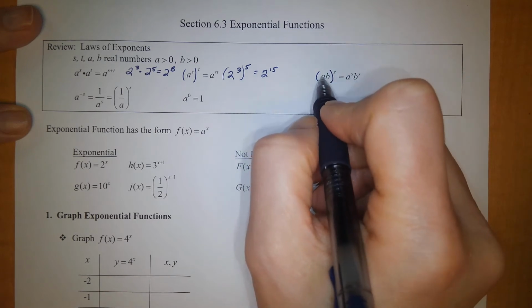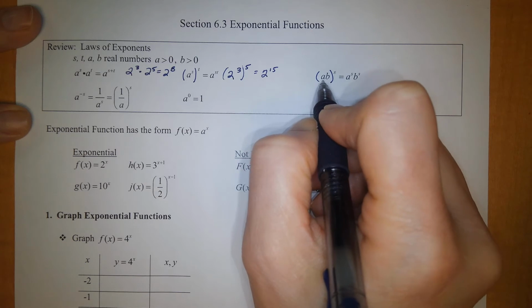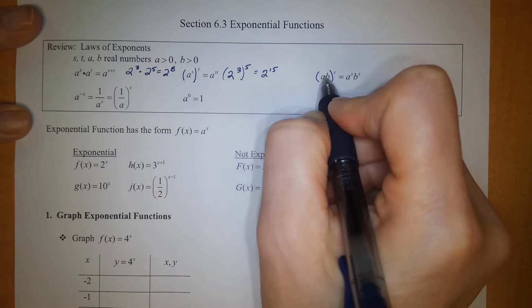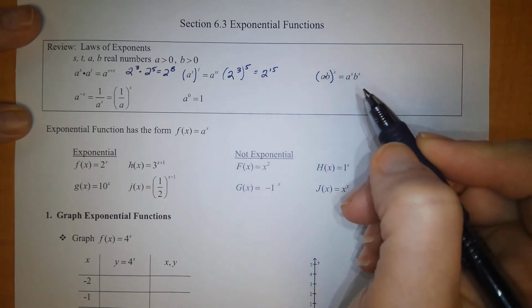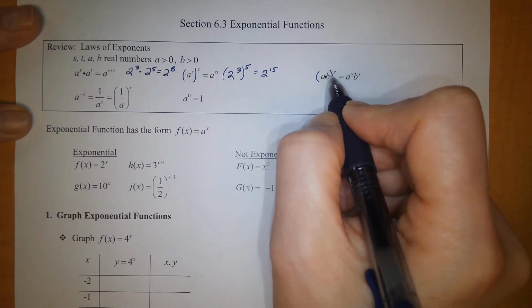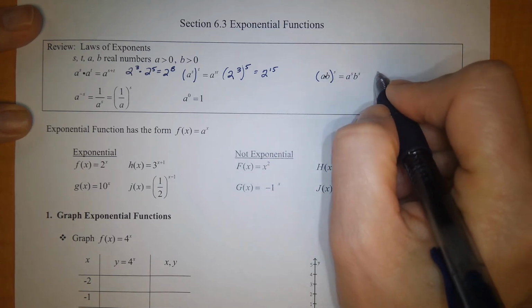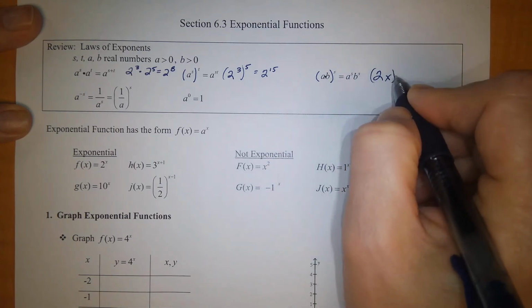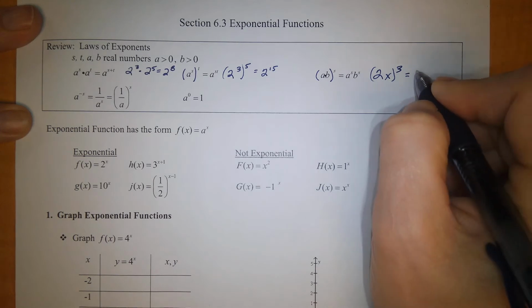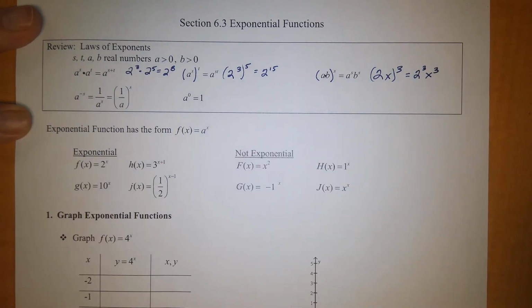If you have two bases that are multiplied together to make a product, they have to be multiplied, not added. And if they're multiplied inside, then the exponent can be distributed into both factors. For example, if I have 2x to the third power, that's equal to 2 to the third power, x to the third power. Be very careful.